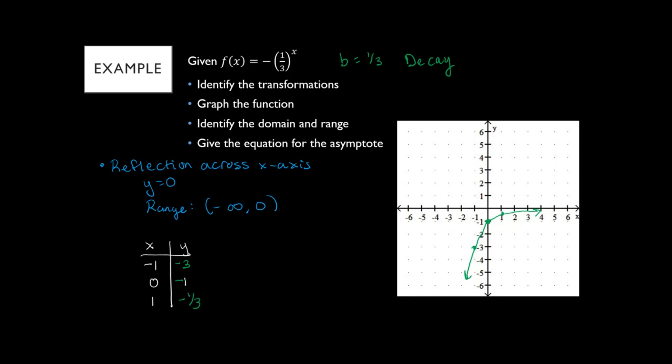So identify the domain and range. I already have the range here. Domain is unchanged. It's always all real numbers, so negative infinity to positive infinity. And then we talked about the equation for the asymptote. That's going to be unchanged. That's y equals 0.